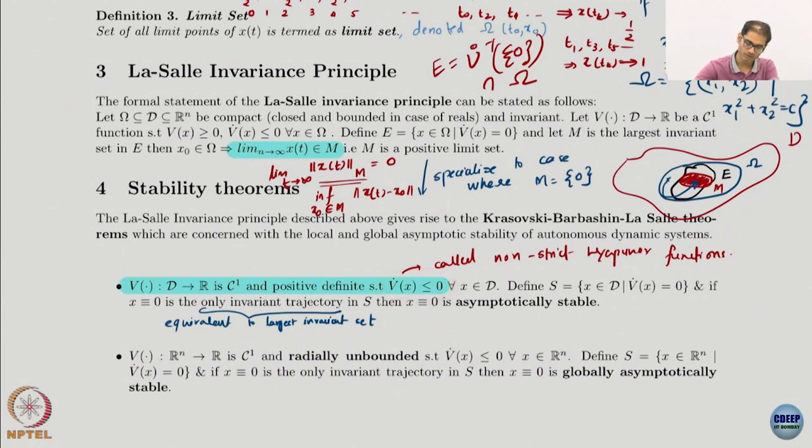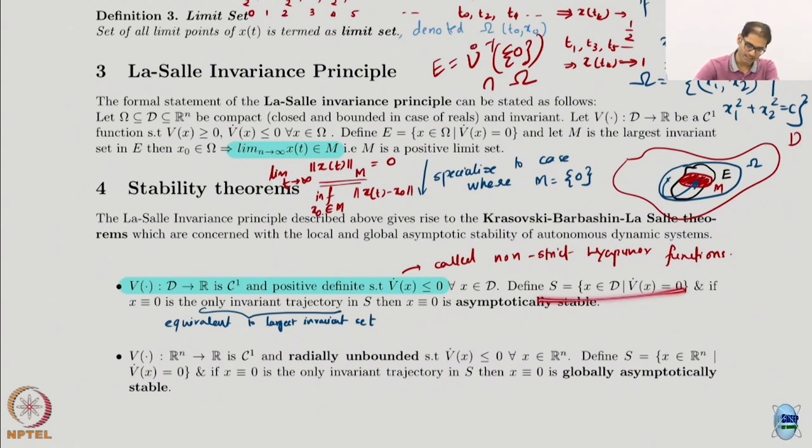Such Lyapunov candidates are called non-strict Lyapunov functions. This holds for all x in D; notice, for all x in D, not in any omega. You see that the omega is carefully missing here. There is no omega here. Why? Because I know that I can construct an omega just by this fact. We just did it in the example. And then if I define the S, similarly, whatever we called E here is the S here. Just because it's a stability theorem, I'm using a different notation. That's all.